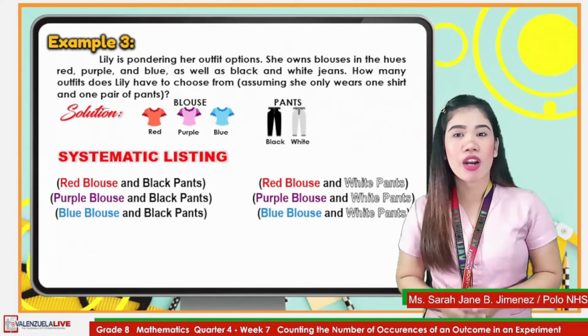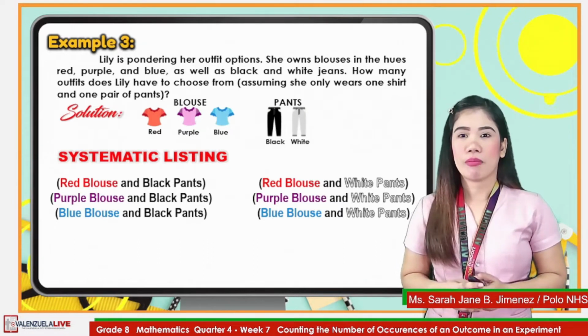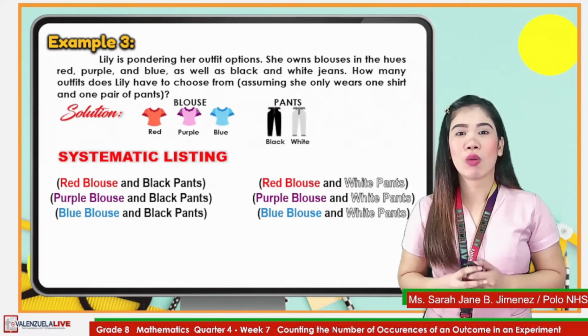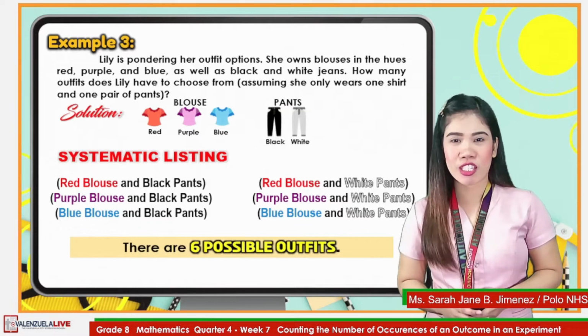red blouse and black pants, red blouse and white pants, purple blouse and black pants, purple blouse and white pants, blue blouse and black pants, and blue blouse and white pants. A total of 6 possible outfits.